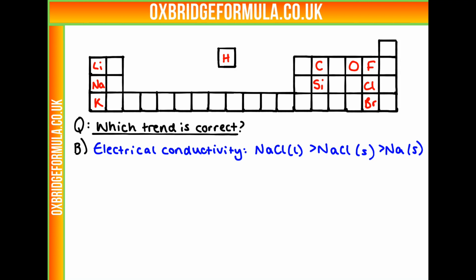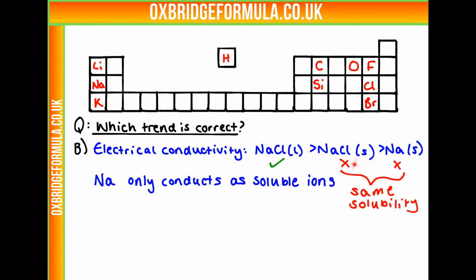Our second trend is the electrical conductivity. Is sodium chloride in liquid form the most conductive, then followed by sodium chloride in a solid, and then sodium solid? Well, what do we know about the general conductivity of sodium and sodium salts? Well, it's made up of ions, first of all, and those ions can only be conductive if they're in a solution, so if they're liquid or if they're in an aqueous solution. So our two solids here, our sodium chloride and our just sodium solid, would not be able to conduct. So this would have the most electrical conductivity, but these two would have the same conductivity. So this is not correct.